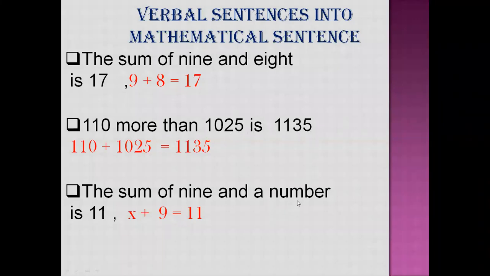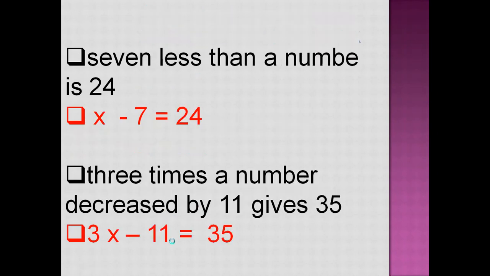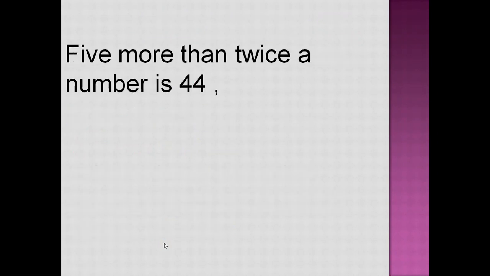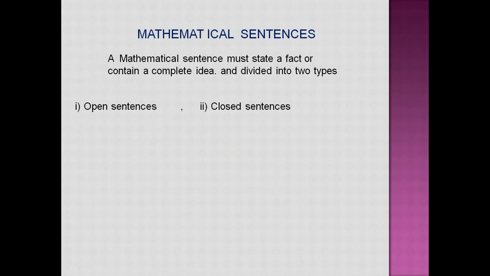The sum of 9 and a number is 11. What are the differences between these sentences? In the above two sentences, only numbers are given, but in the last sentence, the number is unknown, and we are using x as the symbol for this unknown number. So 5 more than twice a number is 44. If you observe these sentences, you find that this is the proper idea. You can understand what we want to say to you.